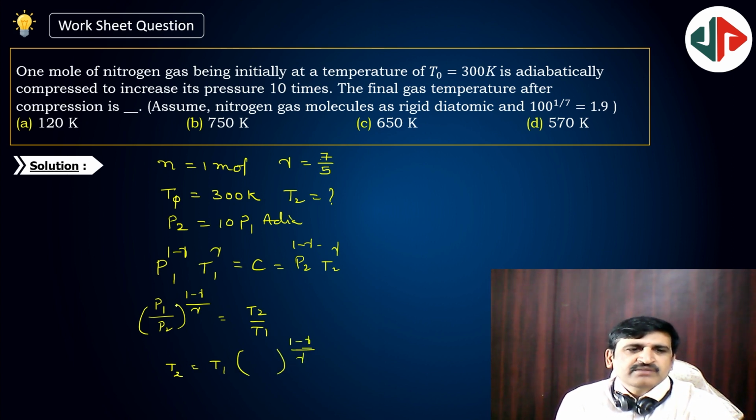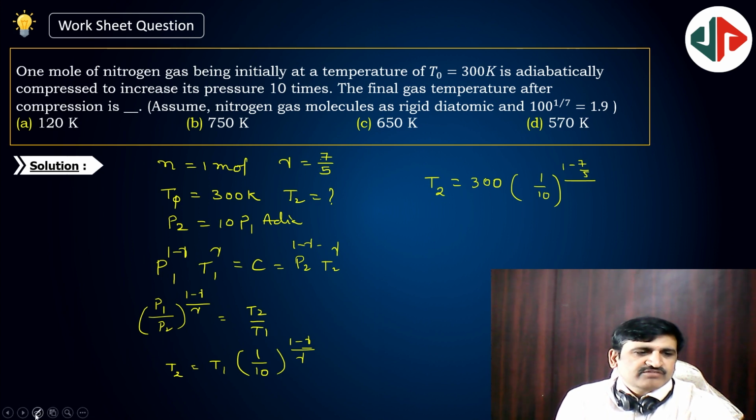What is here P1 by P2? P1 by P2 is 1 by 10. Now T2 is equal to T1, 300 Kelvin, into 1 by 10 whole to the power of 1 minus 7 by 5 by 7 by 5. Why like this? 1 by gamma minus 1 we can take.